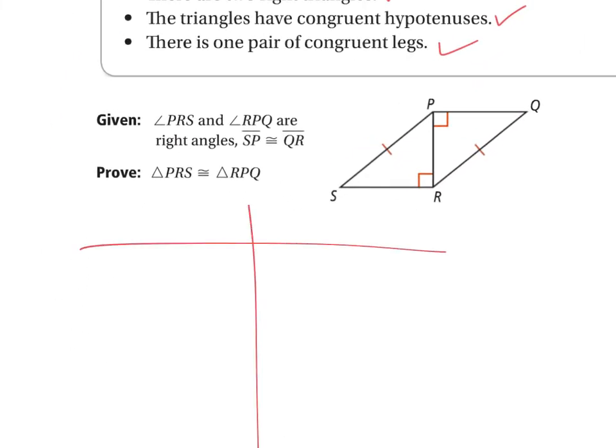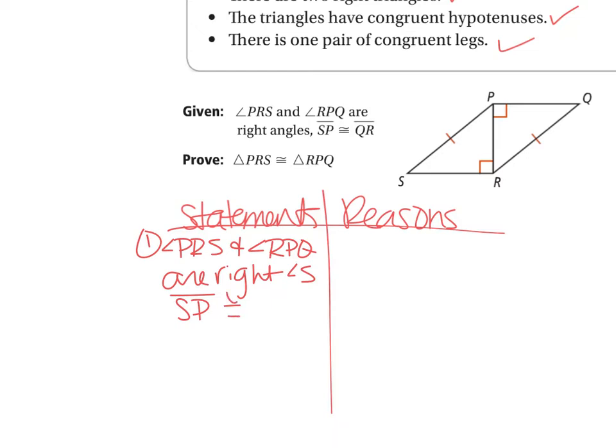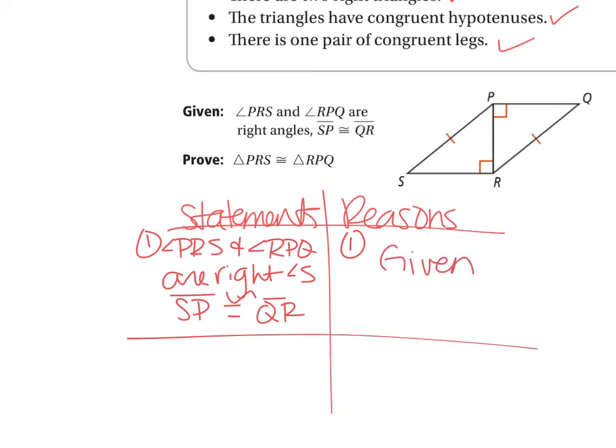So get your proof ready, statements, reasons, your given, and angle RPQ are right angles, and then SP is congruent to QR. Okay, if you need more time, pause it, but I'm going to keep going.